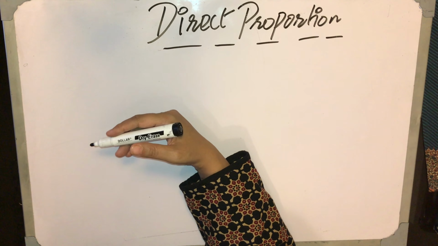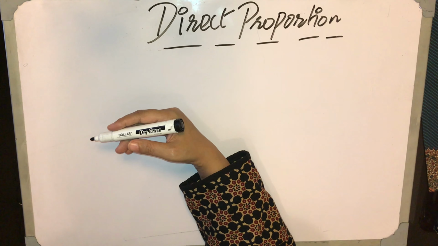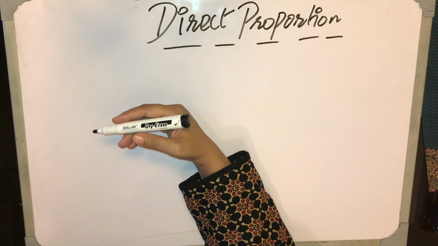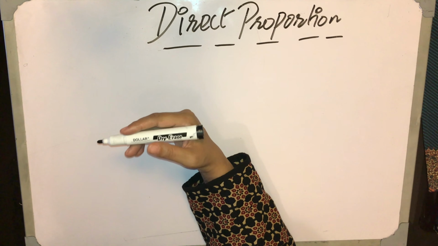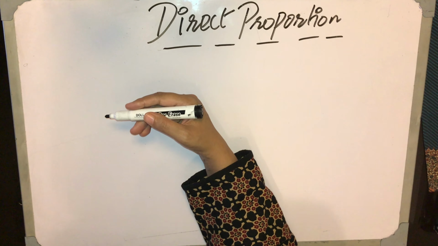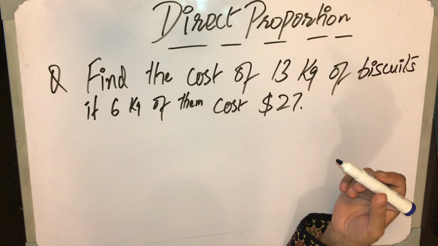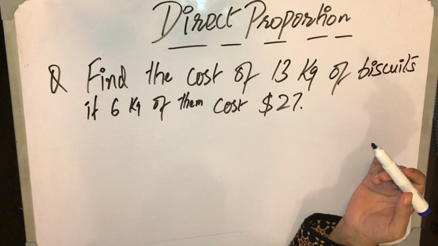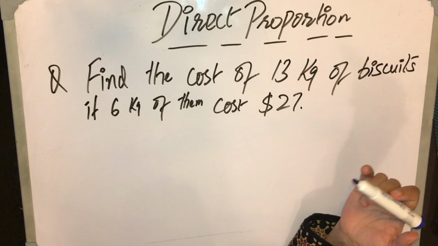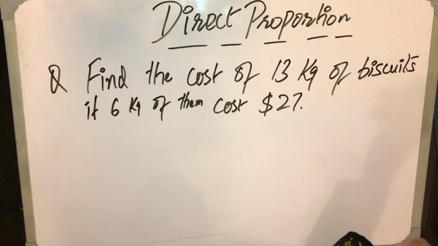There are three methods to solve direct proportion. One method is the unitary method, which we have already discussed, and the other method is the proportion method. The topic for today is the K method, the third method. I have taken the simplest possible question on which I shall apply the unitary method and proportion method first of all, then we shall go for the K method.